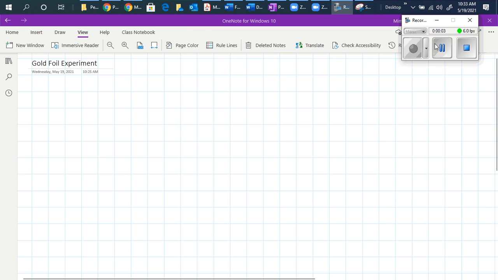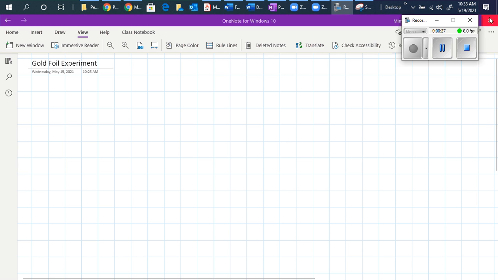In this video, we will treat the gold foil experiment, which was done by Rutherford. The finding of this experiment resulted in changing the model of the atom, which is known as the Rutherford model of the atom.